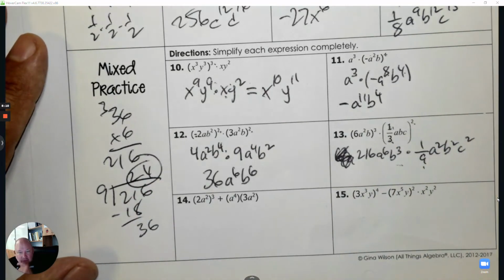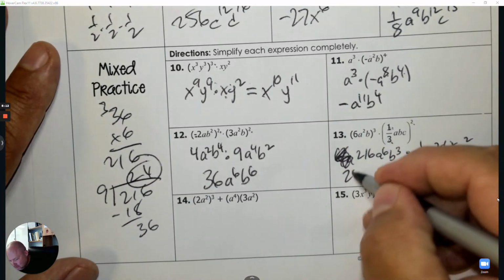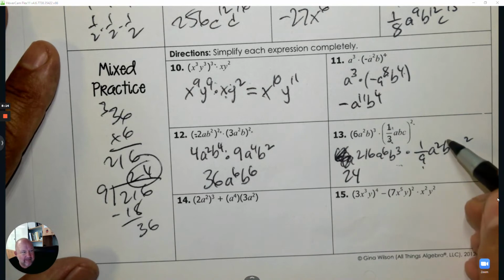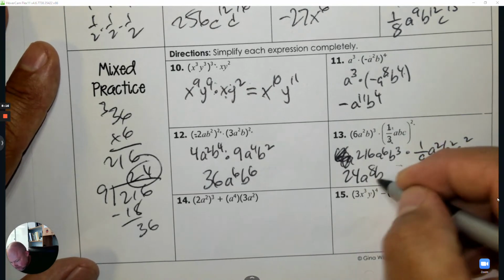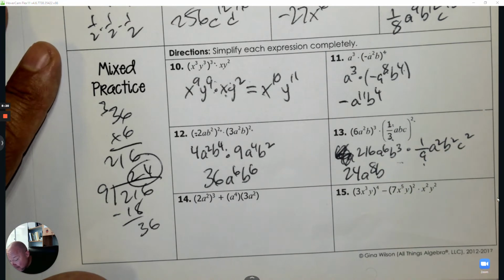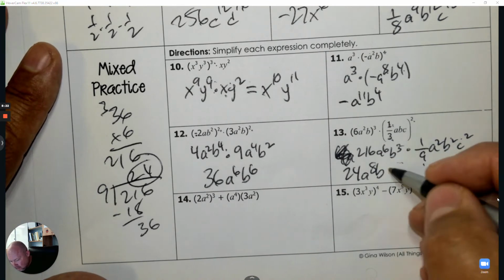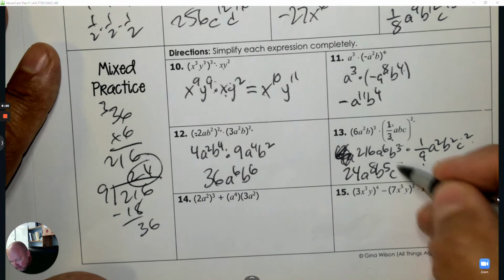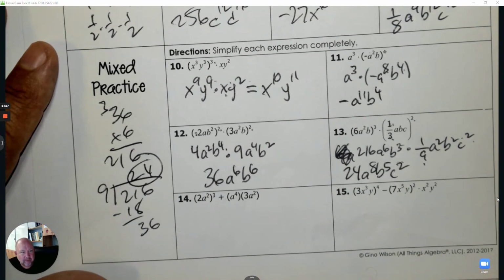So it's 24, and then add the exponents. If the letters don't match, they just go beside. So the B's are 5. There's only one C, so it's just C squared by itself at the end.